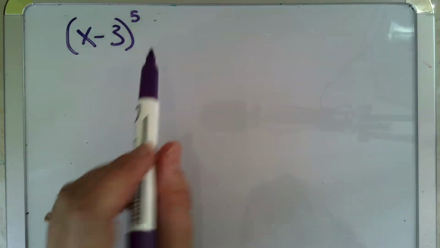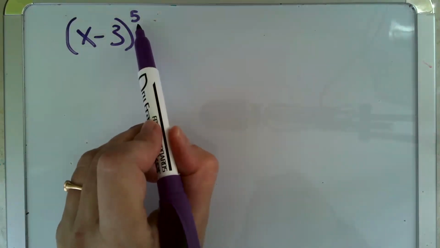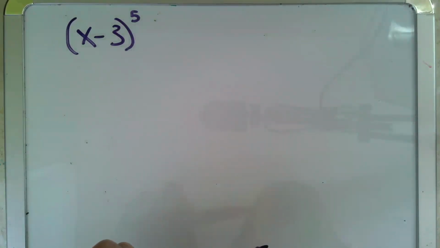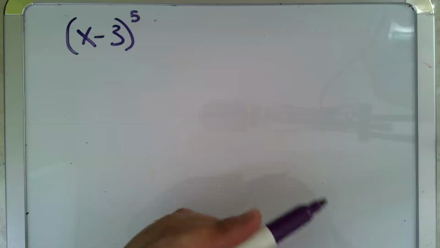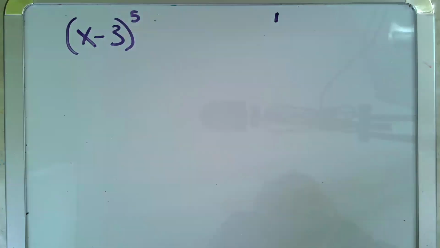Otherwise, right now, I'm raising this to the 5th, so I am going to get to the 5th level of Pascal's triangle. So here we go. I start with a 1, and that is my 0 level. Then my first level is 2 more 1s.